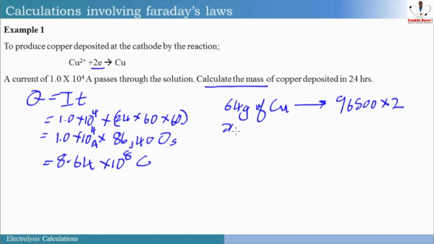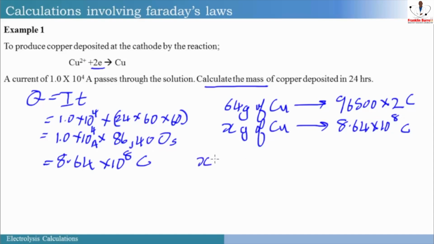Now, what mass of copper will be produced if we have a charge or quantity of electricity being 8.64 times 10 to the 8th coulombs? After which we are going to cross multiply. Now this 2 times 96500 is 193000 coulombs. So let's work it out step by step here.